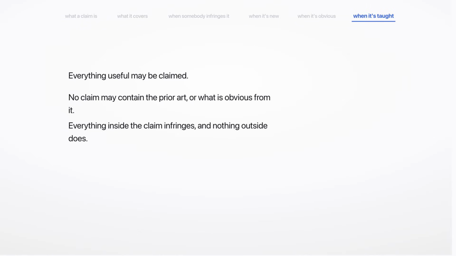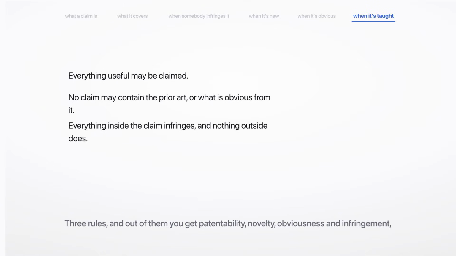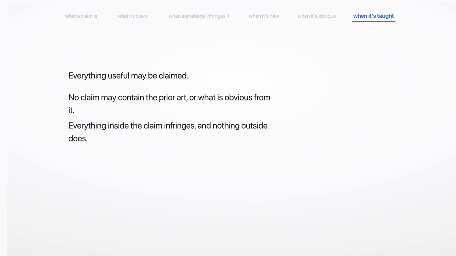Everything useful may be claimed. No claim may contain anything already in the prior art or obvious from it, and everything inside the claim infringes, while nothing outside it does. 3 rules, and out of them you get patentability, novelty, obviousness, and infringement, which is very nearly all of it.